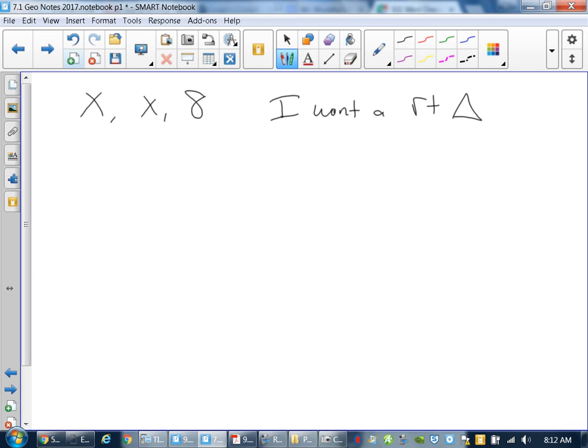Let's throw some algebra to it. I want to find a value of x that will create a right triangle.